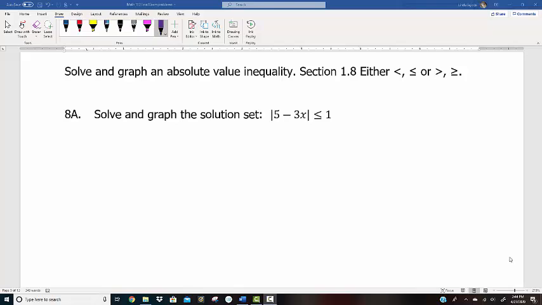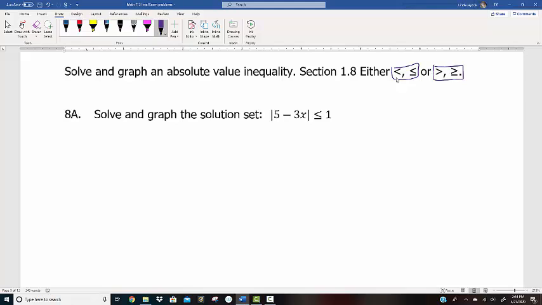So now we're going to talk about a different kind of inequality. These are absolute value inequalities, and there are two different ones. You're going to have some that are less than and less than or equal to. Those are one type. And then you have some that are greater than or equal to. Those are a different type.